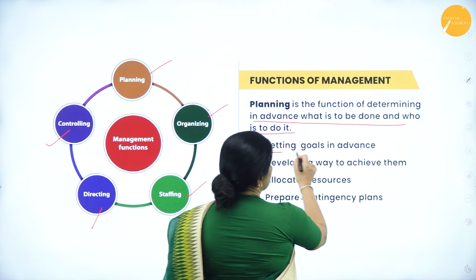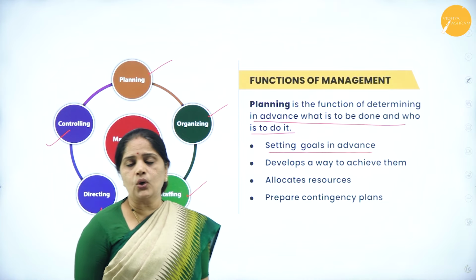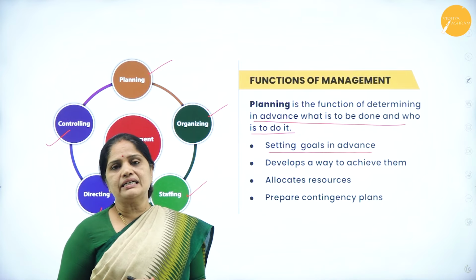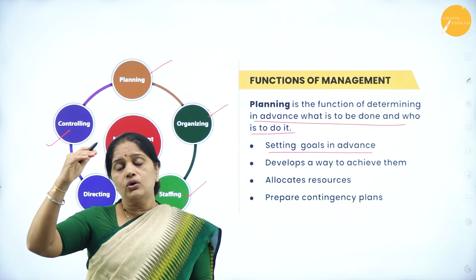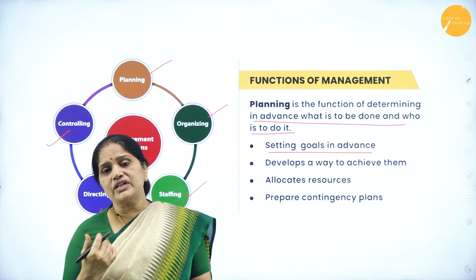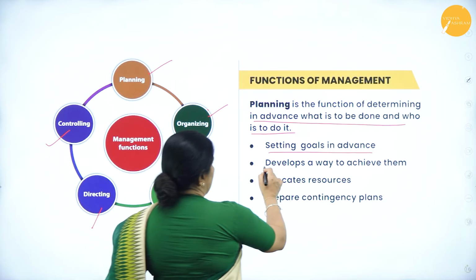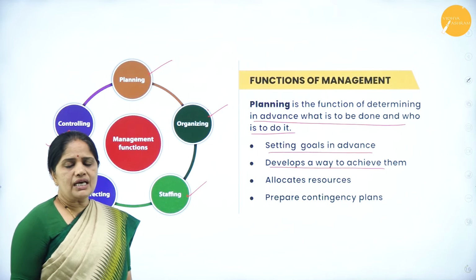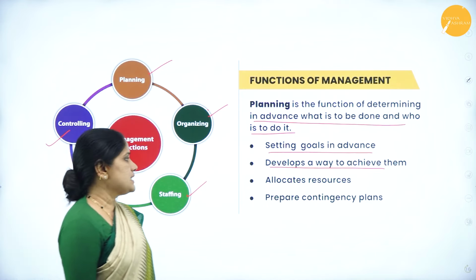Now, what are the various aspects here in planning? The first one is setting the goals in advance. See, the top management would already have decided the goals of the organization. Depending on the goals given by the top level, each department will have its own goals. So, setting the goals in advance. Then the next one is develop a way to achieve them. So what are the various ways in which you can achieve the goals of the organization?